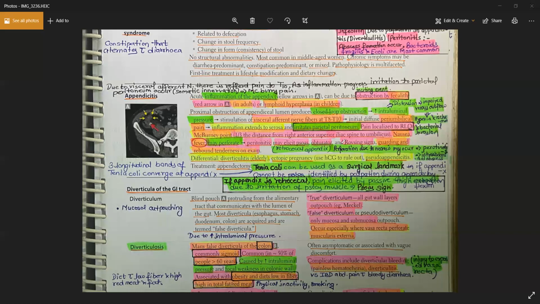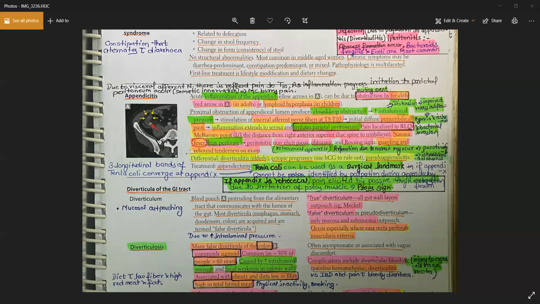And sometimes the obturator muscle can also be irritated, and that can lead to internal rotation of the thigh again, right? Guarding and rebound tenderness would be there, okay? And the psoas sign and the obturator muscle involvement, the obturator nerve involvement, would be seen in the retrocecal appendix, whenever the appendix is more posterior, okay? So in a retrocecal appendix, you will see the psoas sign and the obturator sign, okay? And yeah, that would be it.